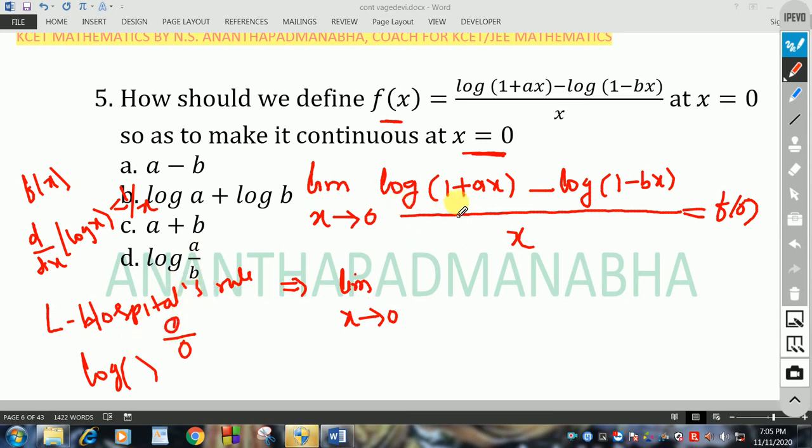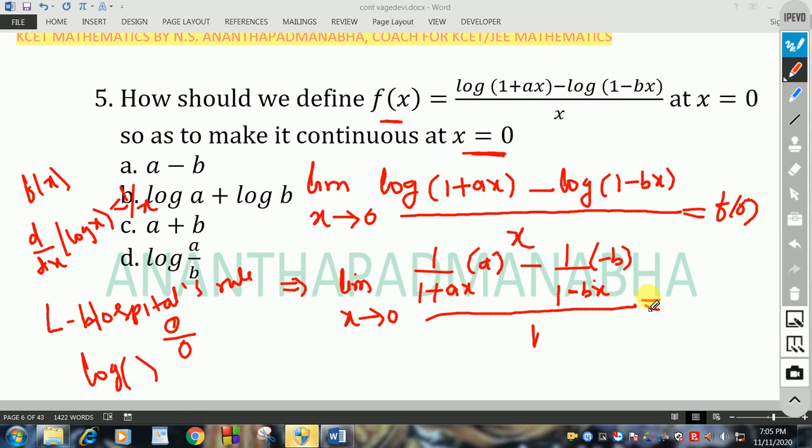So when you differentiate log of 1 plus ax, I get 1 by (1 plus ax) into the derivative of 1 plus ax. Derivative of 1 is 0 and derivative of ax is a, minus log of 1 minus bx gives 1 by (1 minus bx) into the derivative of 1 minus bx, which is minus b, whole divided by the derivative of x, which is 1. We are not going to apply the quotient rule here while differentiating in L'Hopital's rule. Just differentiate the numerator and just differentiate the denominator, and you will get the answer. So here I have f of 0 on the right hand side.